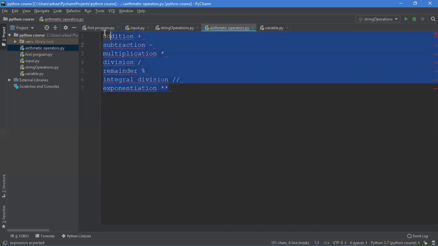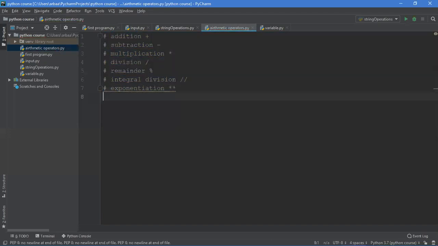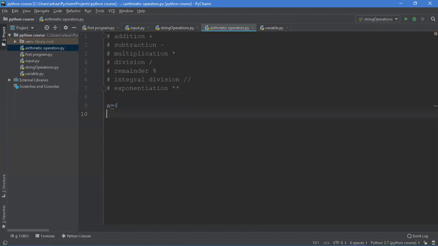Now let's take some time to give examples of all of these. Let's first say a equals 4, and then b equals 2. I'm going to do it with very simple values. Now I'm going to use a and b in all of these operations.